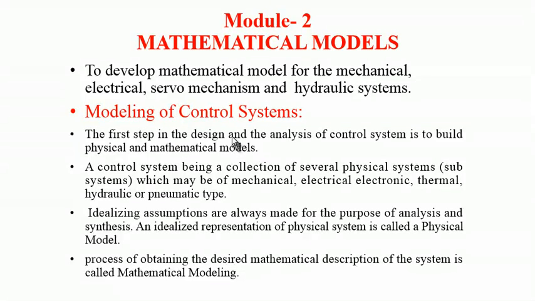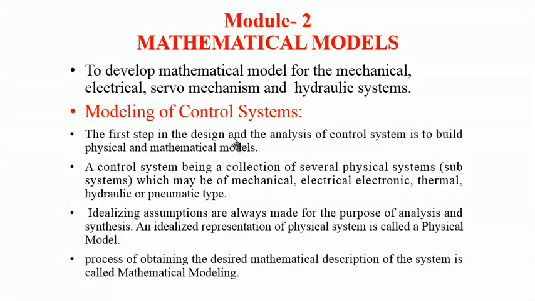If you want to manufacture or install any control system, first we need to design and analyze it. For that we need modeling. There are two types of modeling: physical models and mathematical models.